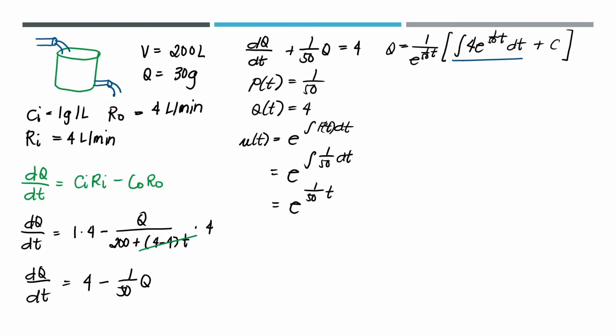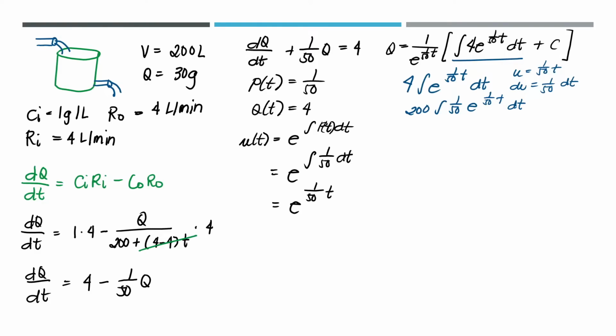Let's evaluate that. Therefore we will have 4 outside, integral of e raised to 1 over 50 t dt. We will consider u equal to 1 over 50 t, so du is equal to 1 over 50 dt. Since we don't have 1 over 50 here, we will put 50 over 50 at the front. Then 50 comes out, so this will be equal to 200 multiplied to the integral of 1 over 50 e raised to 1 over 50 t dt, which is now solvable.